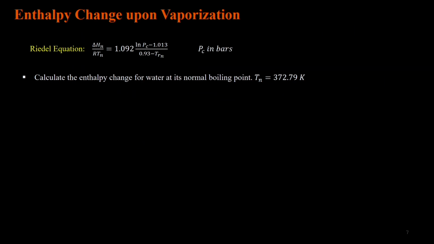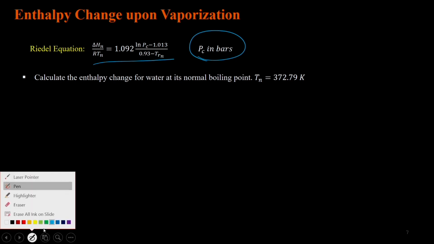We can improve the accuracy by using other correlations. One of the more popular correlations used for estimating enthalpy of vaporization at normal boiling point is what is known as the Riedel equation, right, which is given by this expression here. The only thing I want to stress is that in this case, the critical pressure PC needs to be in bars for this equation, written as such, to be applicable. Let's quickly run through this calculation for estimating enthalpy change for water at its normal boiling point. Right, in this case, we'll try to use it for water again.